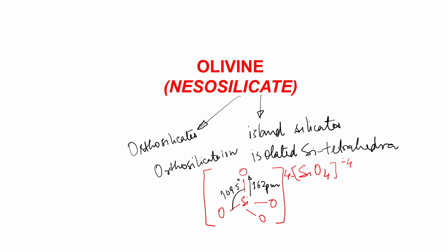With this background of nesosilicates, let us now move ahead to our first mineral of today, that is olivine. Olivine, we all know, is a very important mineral. It is the first mineral to crystallize in the Bowen's reaction series. So we all know that in the Bowen's reaction series, there are two series, the continuous series and the discontinuous series. And olivine is the first mineral to form in the discontinuous series. So it is a very important mineral.